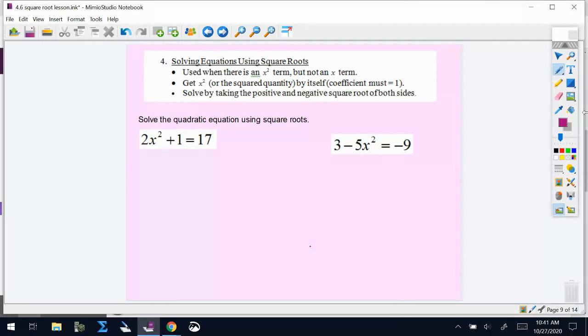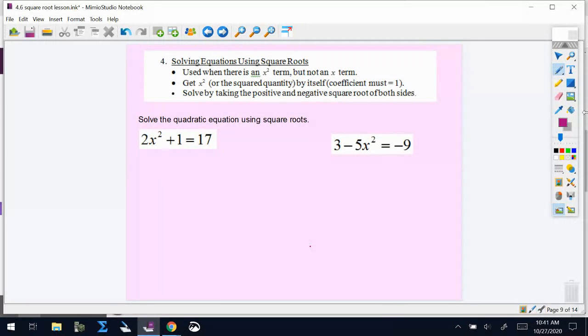I want to show you different versions. I also want to make sure we use some of the simplifying that we did in the earlier videos. So first thing is you want to make sure that you isolate what is squared. So that's kind of our start, is make sure the x squared or the entire quantity squared is by itself.